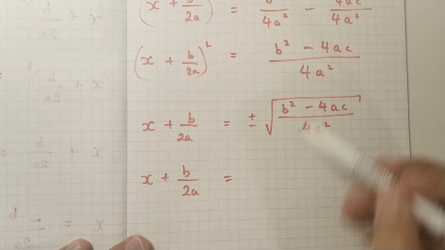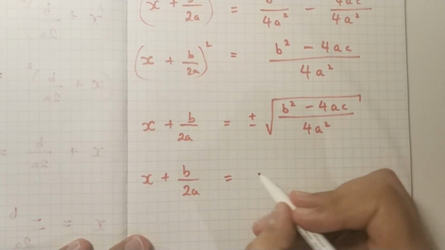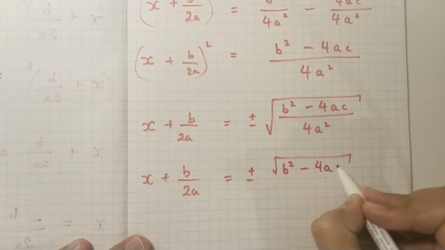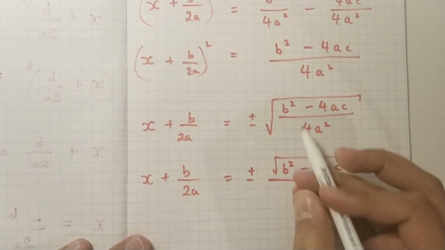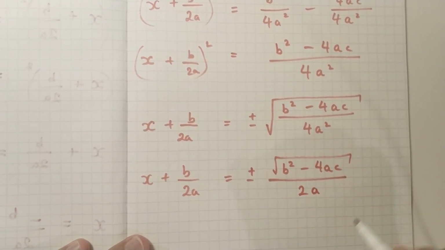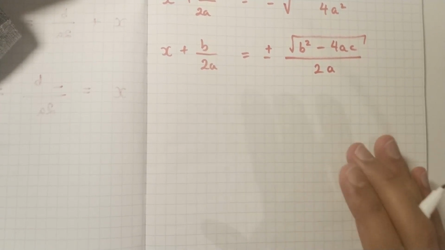The square root, I can bring it inside. I can square root the top bit and the bottom bit separately, so I'll have plus or minus the square root of the top bit, square root of the bottom bit. Well, square root of 4 is 2. Square root of a squared is just an a. The square root and the square cancel. And now we're pretty much finished.